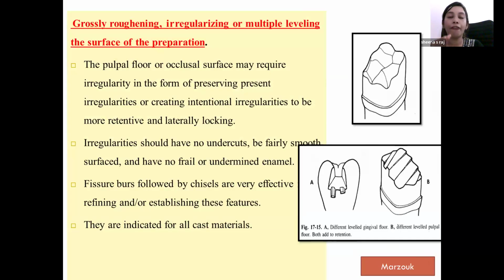Leveling is done in different directions so that it can provide proper retention. That is, irregularity is done. So you can see the pulpal floor or the occlusal surface. A large amount of irregularity is placed so that they form a proper interlocking between the restoration and also the tooth structure. So you can use a fissured burr for effectively giving a gross roughening on the surface of the pulpal floor or the occlusal floor.